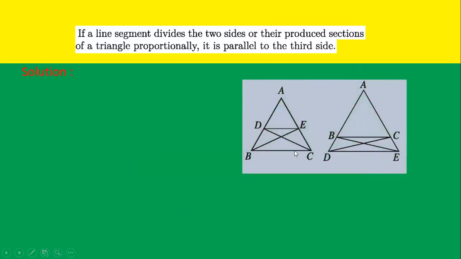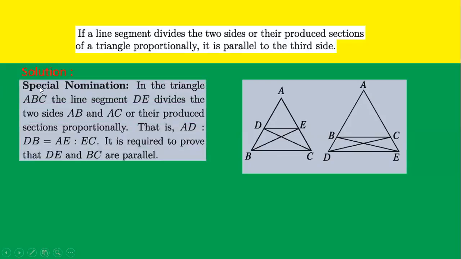At first, we draw the figure ABC. Special nomination: in the triangle ABC, the line segment DE divides the two sides AB and AC, or their produced sections, proportionally. That is, AD ratio DB equals AE ratio EC. It is required to prove that DE and BC are parallel.